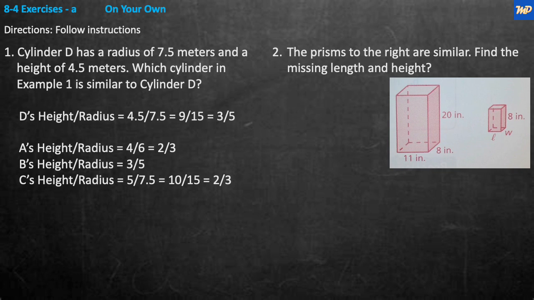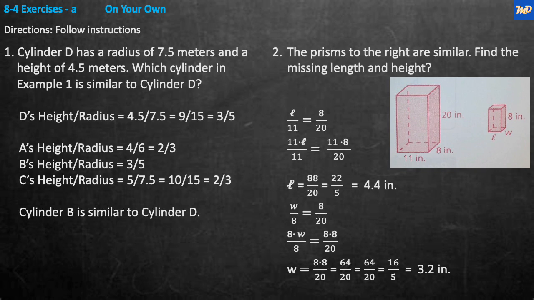So you don't have to make sure anything is similar. You know it is. Find the missing length and height. So the missing length and height is on the little cube in the back. The W, the length, and the width. They're calling it length and height, whatever. But they're proportional, so you can see the W goes with the 8 on the big cube, the L goes with the 11 on the big cube, and the 8 in the back on the little cube goes with, we'll call it a prism, because they do, the 20-inch height on the back prism. Okay, so go ahead and take your time and work on it. Then when you get back, we'll try to solve these together.